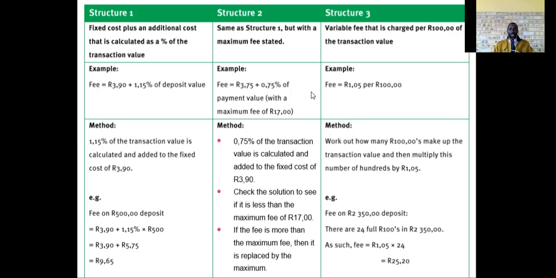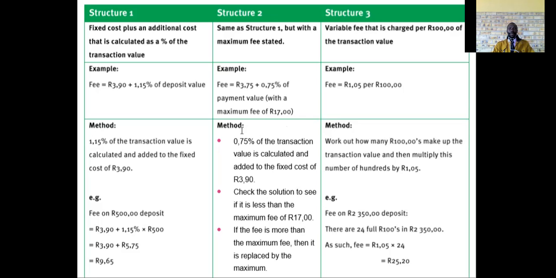Because of the transaction, the bank will charge you 3.75 as the first transactional value. Then they will also charge you 0.75% of the payment value. So if you're buying a car of 200,000, you will now have to pay 3.75, which is right this one here, plus 0.75 out of 100 times 200,000. That will obviously go beyond the 17 rand. So they will not charge you that extra amount. They will only take the what?